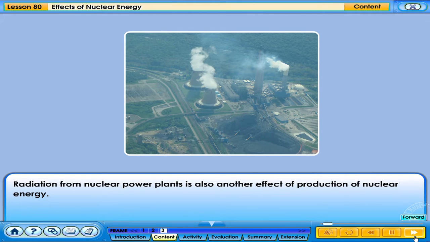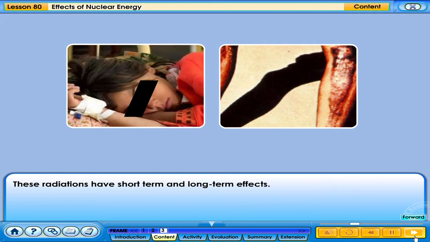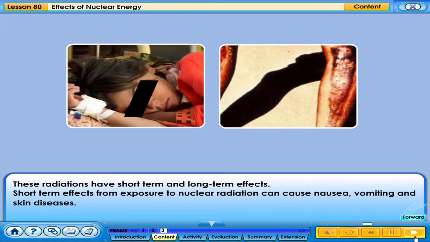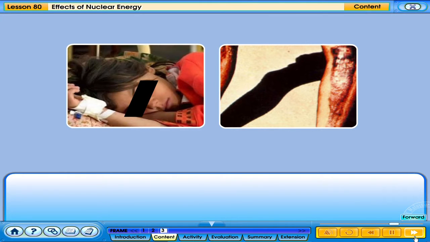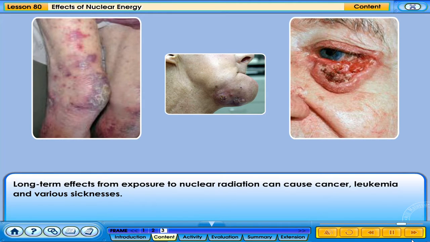Radiation from nuclear power plants is also another effect of production of nuclear energy. These radiations have short-term and long-term effects. Short-term effects from exposure to nuclear radiation can cause nausea, vomiting, and skin disease. Long-term effects from exposure to nuclear radiation can cause cancer, leukemia, and various sicknesses.